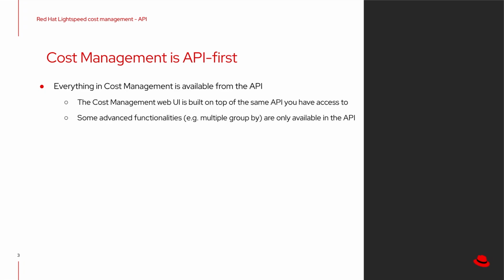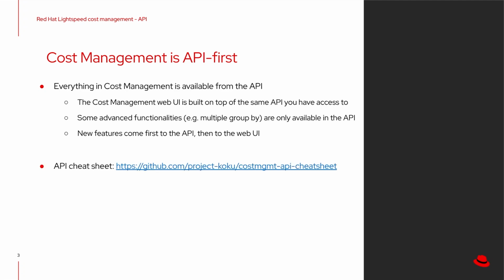have access to. Furthermore, some advanced functionalities, for instance, multiple group bys, are only available in the API, but not in the web UI. New features usually come first to the API, even when we don't announce them, and then to the web UI, and that's when we announce them. We provide an extensive API cheat sheet. Just remember that in the SaaS version of Cost Management, we retain 90 days of data. In the self-managed version, aka on-premise, there's unlimited data. It just depends on what you configured in your instance.